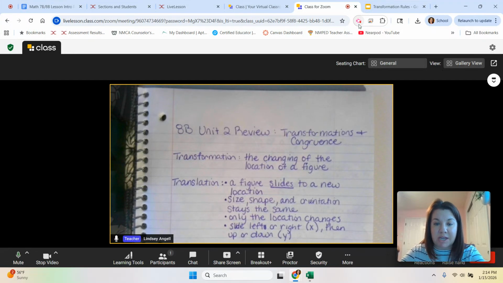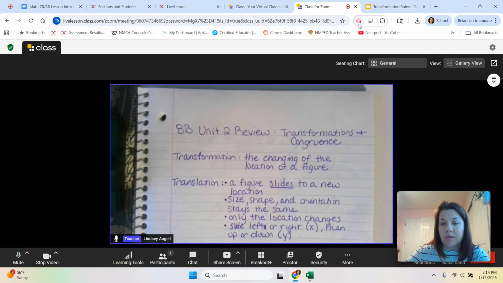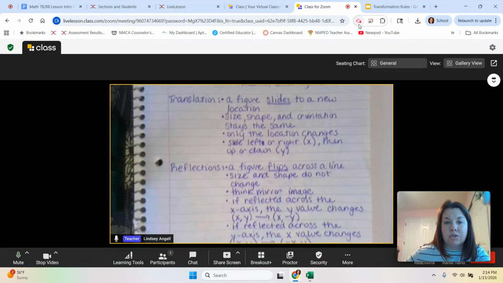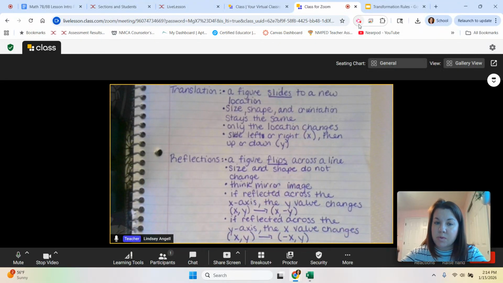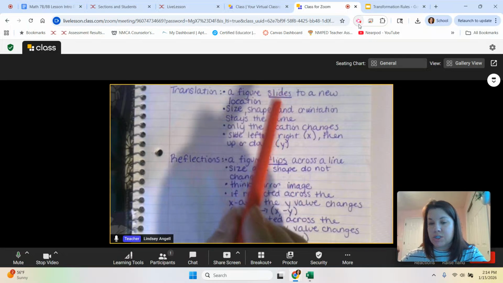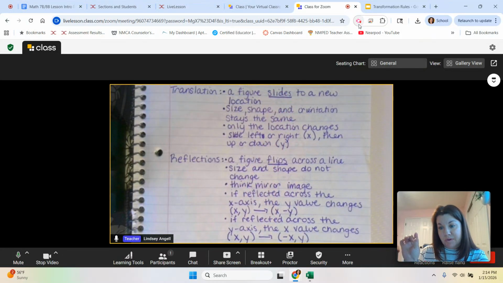Transformation means the changing of the location of a figure. It went from one spot to another. And then we went into several different types. Translation was the first type we learned. It's when a figure slides to a new location. It just moves from one spot to another, but the size, shape, and orientation don't change, meaning there's no rotation yet. It still looks the exact same, it's just in a different spot.